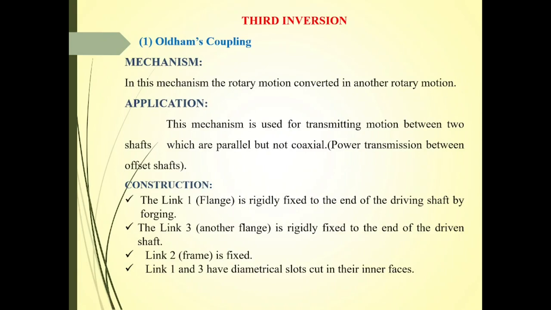Next one is the third inversion, Oldham's coupling. Oldham's coupling is the application of the third inversion of the double slider crank mechanism. In this mechanism, rotary motion is converted into another rotary motion. The mechanism is used for transmitting motion between two shafts which are parallel but not coaxial, that is, power transmission between offset shafts.